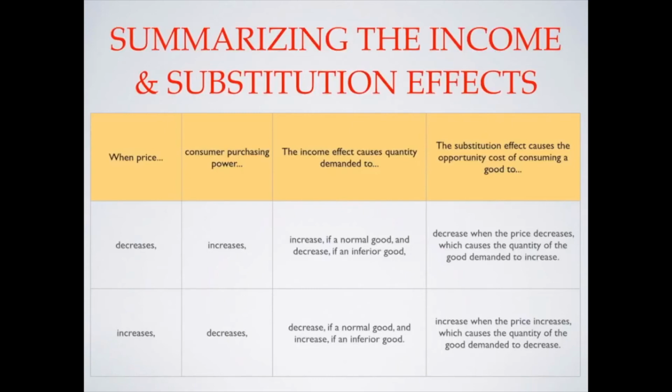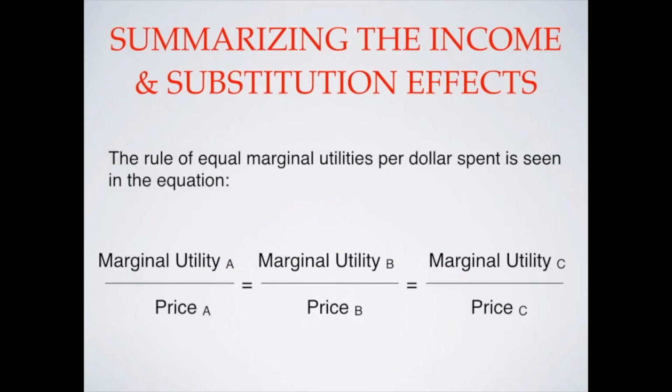The rule of equal marginal utilities per dollar spent is seen in this equation. The marginal utility of product A divided by the price of product A is equal to the marginal utility of product B divided by the price of B, and the marginal utility of product C divided by the price of C. As individuals, we don't usually buy just one commodity, but we buy a combination of those quantities. To reach full maximization of our utility, we would strive to have this equality for each of these goods that we consume.